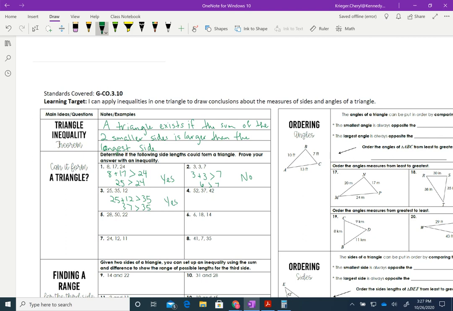And number 4, we have 37 plus 42 is greater than 52. And 37 plus 42 is 79, which is greater than 52. So yes, definitely a triangle could exist here. You guys go ahead and do 5 through 8 on your own.